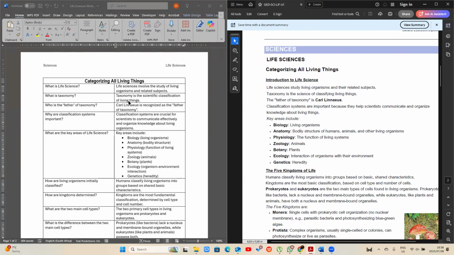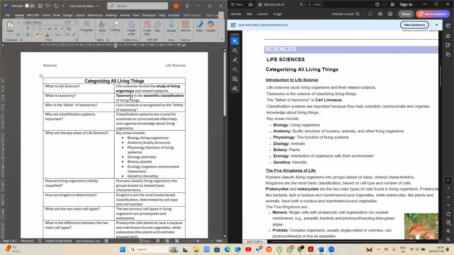So let's start. In the first unit, the first thing that we need to know is what exactly is life sciences. Life sciences involves the study of living organisms and related subjects. So life sciences studies anything that is alive. We also have to know what the term taxonomy is. Now, taxonomy is important because it is a term that we use when we talk about the scientific classification of all living things. So when we categorize living things, we refer to it as classifying those living things.